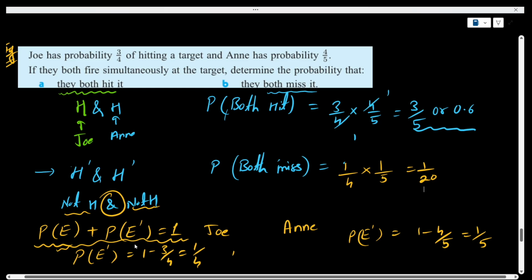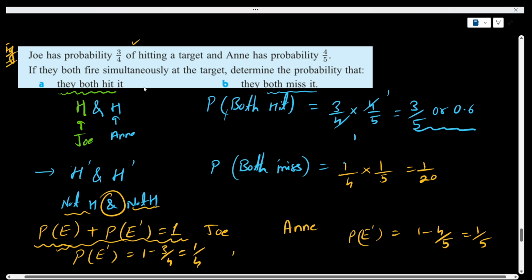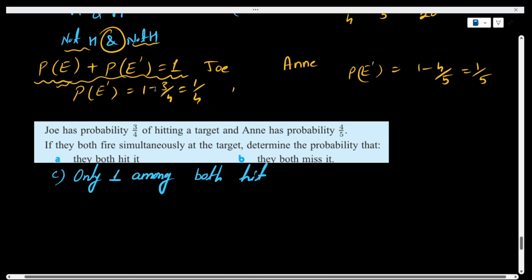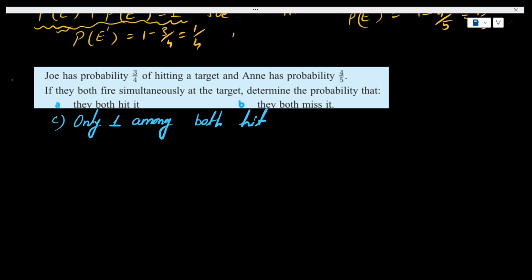Now here, because the probabilities are given, I have directly written both hit, both miss. Otherwise, most of the time you draw the tree diagram and you solve these kinds of questions. Now if you see the same question, I have added another part here. What is written here? Joe has a probability of hitting the target, the same thing. We have solved part A and part B.